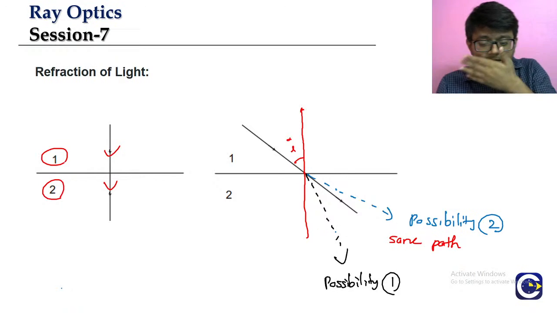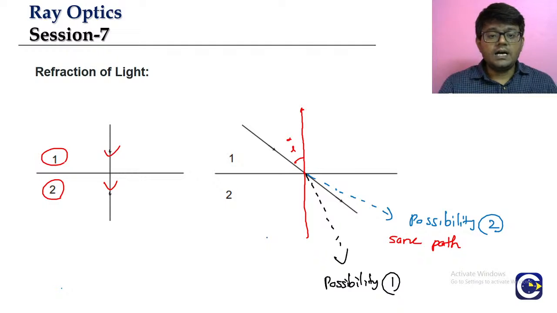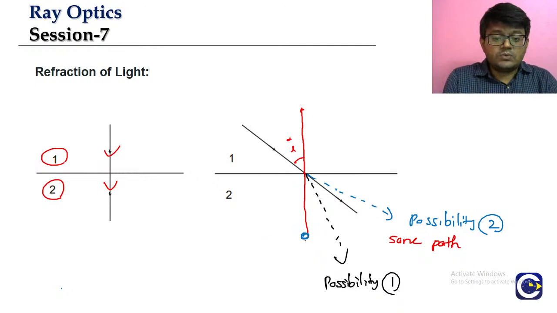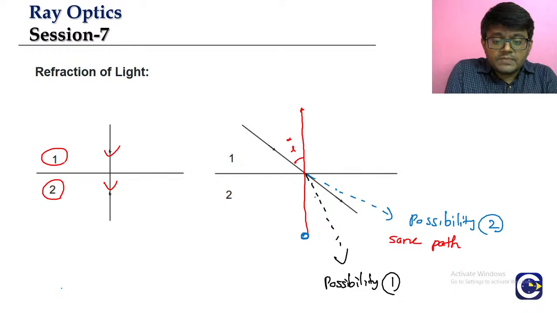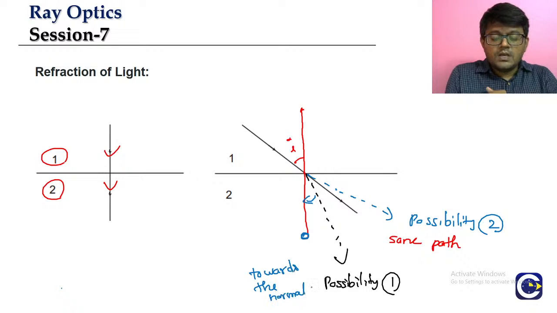So when we say that it is not going in the same path, it means either it will bend this way or that way. How do we understand the bending of this light ray? We will understand this with respect to the normal. See, in possibility 1, what do we see? It is bending towards the normal, correct? What about possibility 2? You see what is happening? It is bending away from the normal. So in possibility 2, what is happening?